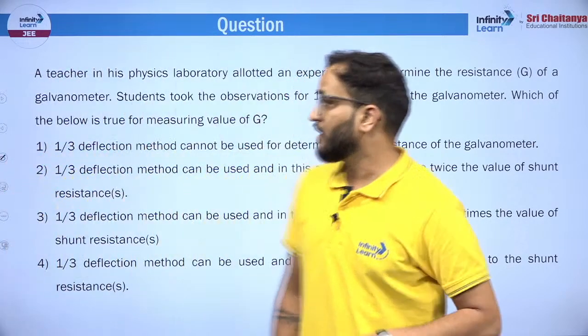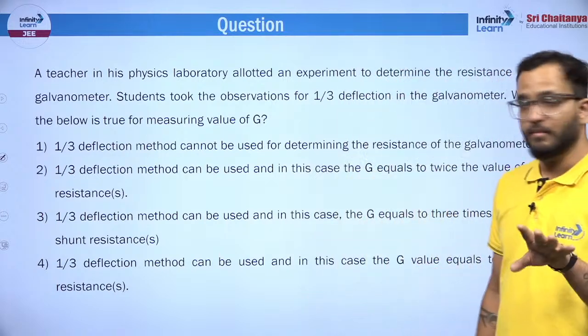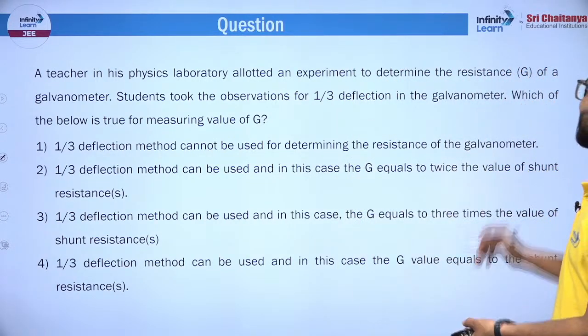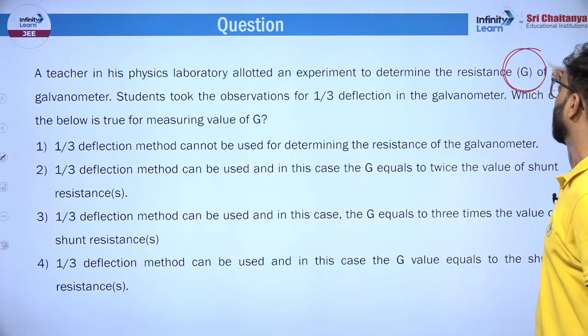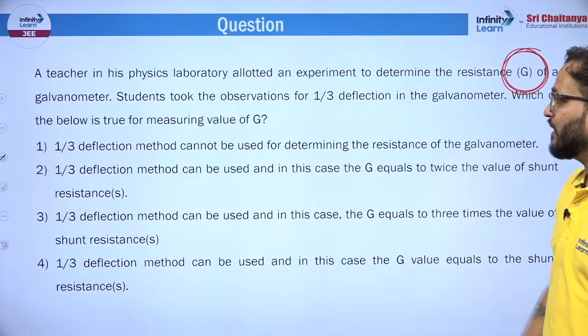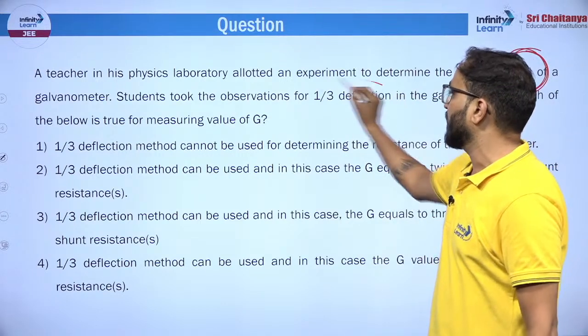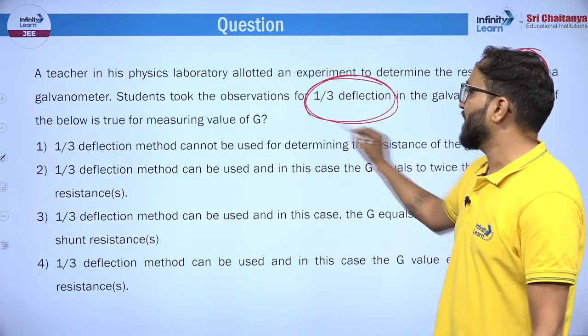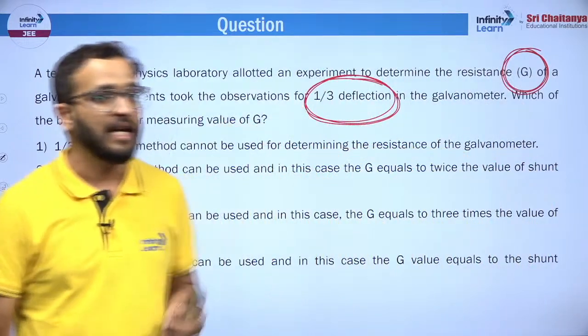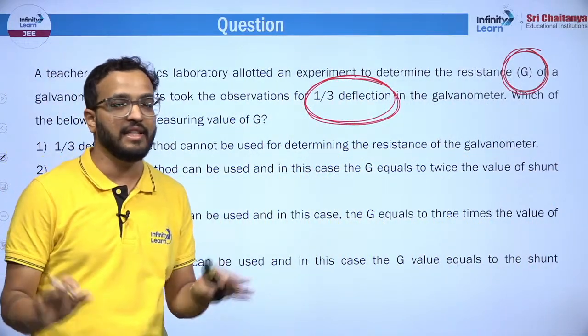Teacher physics laboratory allotted an experiment to determine the resistance G, coil resistance of a galvanometer. G मतलब coil resistance की बात हो रही. Students took the observations for 1/3 of the deflection. दैट मीन्स जो भी मैक्सिमम डिफ्लेक्शन आ सकता है उसका सिर्फ 1/3 ही करंट गैल्वेनोमीटर में जा रहा है. ये स्टूडेंट्स ने फिक्स कर दिया.